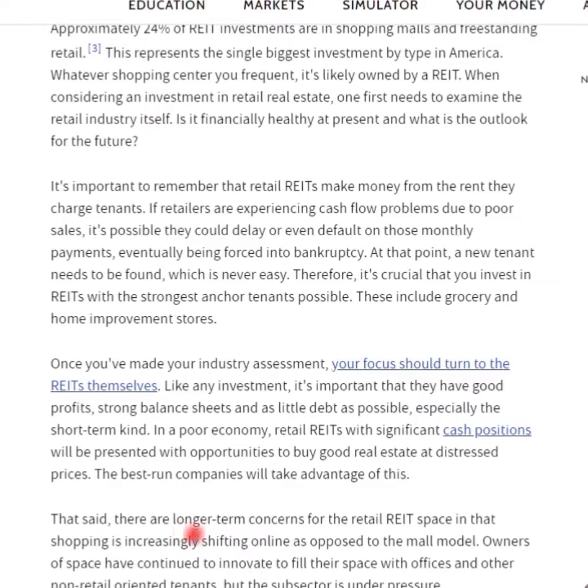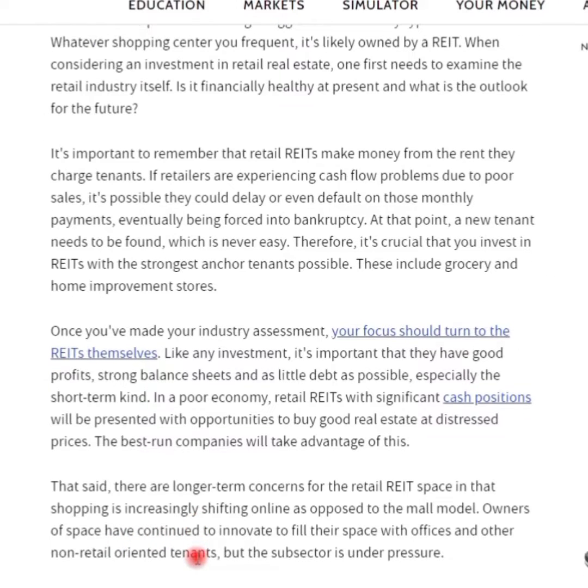That said, there are longer term concerns for the retail REIT space in that shopping is increasingly shifting online as opposed to the mall model. Owners of space have continued to innovate to fill their space with offices and other non retail oriented tenants, but the subsector is under pressure.